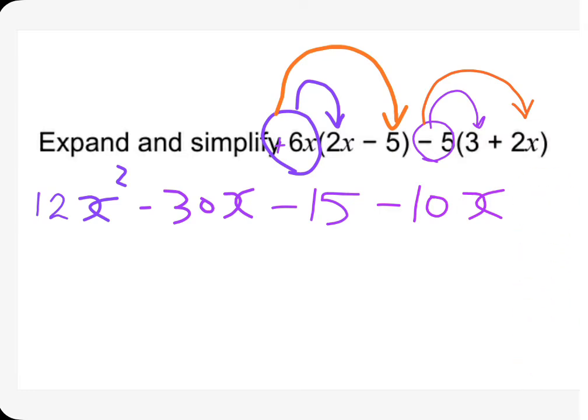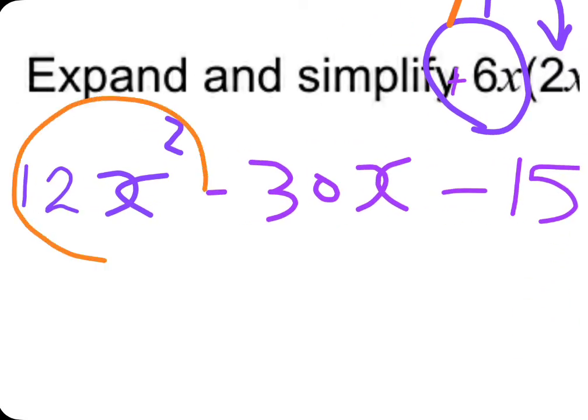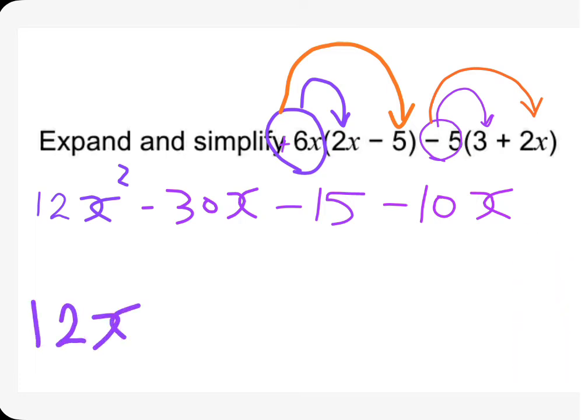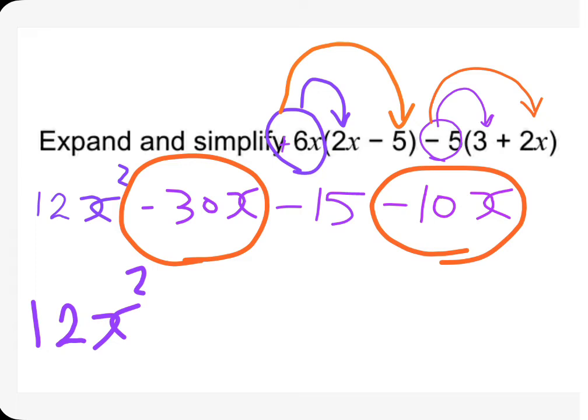Now, as we can see here, we have 12x power of 2. Do we have any part of the expression which is the same? No, we don't. Very good. So, because we don't have any part like this one, we put it as it is. So, we write 12x power of 2. And then, we have negative 30x and negative 10x. These parts look the same. So, we're going to simplify them together.